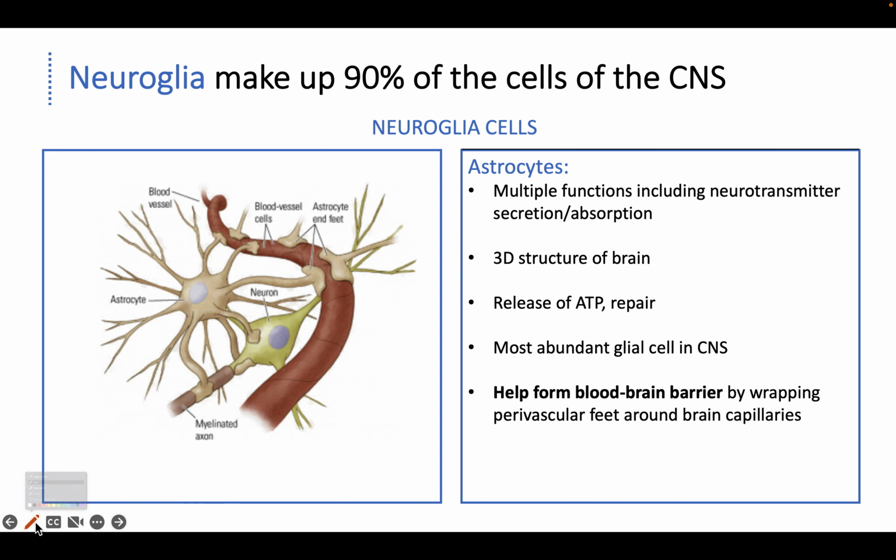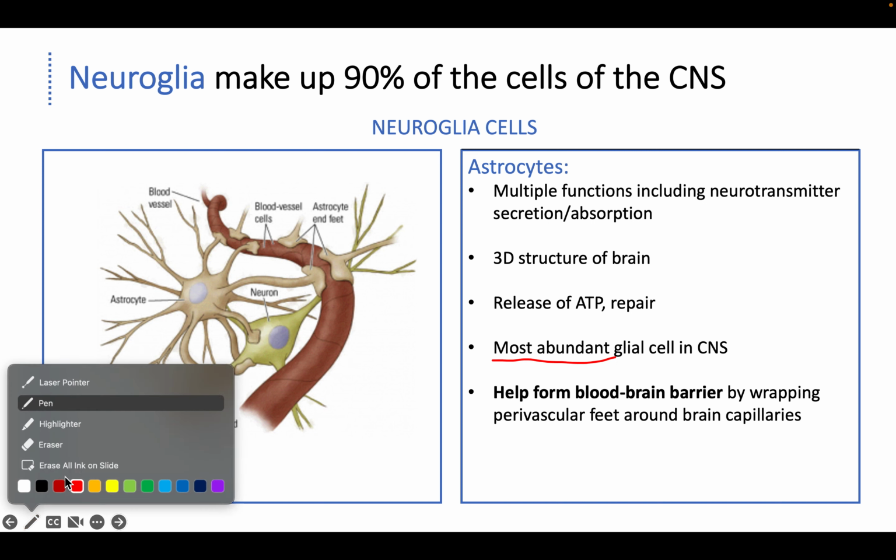When we look at another cell, we have ones called astrocytes. We've talked about astrocytes a few times with respect to the blood-brain barrier, and they have those perivascular feet that extend around the blood vessel, seal the blood vessel, and prevent any and every molecule from just indiscriminately diffusing out and going into the brain tissue. Okay. Now they have other functions as well. Release of ATP for repair. They contribute to the actual structure, the three-dimensional structure of our brain. They function in neurotransmitter secretion and absorption, and they are the most abundant. So out of all of our glial cells, our astrocytes are going to be the most abundant.